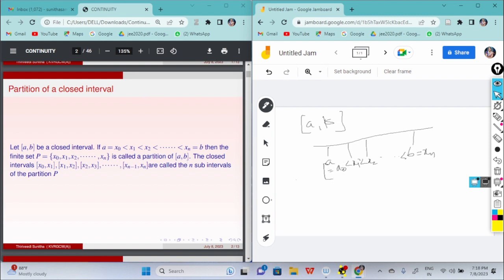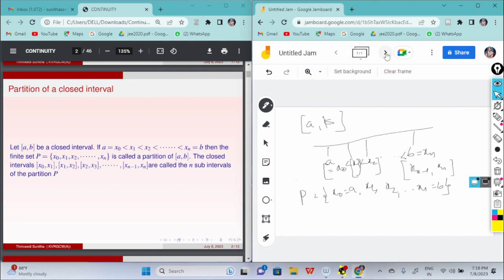[x0, x1], [x1, x2], and so on, [xn-1, xn] are the subintervals of the partition P. Here P is equal to the set {x0, which is a, x1, x2, and so on, xn, which is b}.